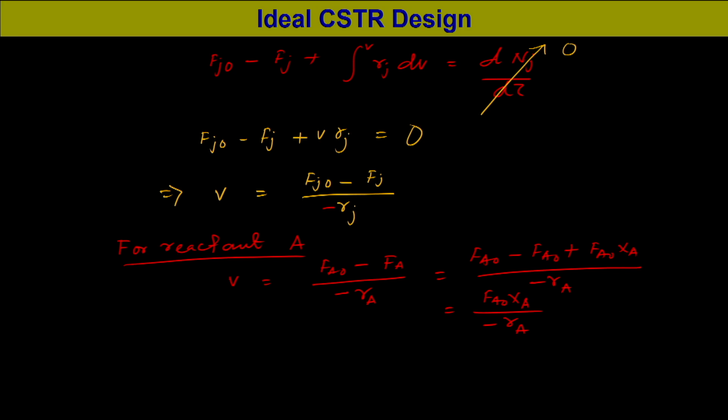As we know, F A is equal to F A naught into 1 minus x A. So, from here we can write V by F A naught would be equal to x A by minus R A.